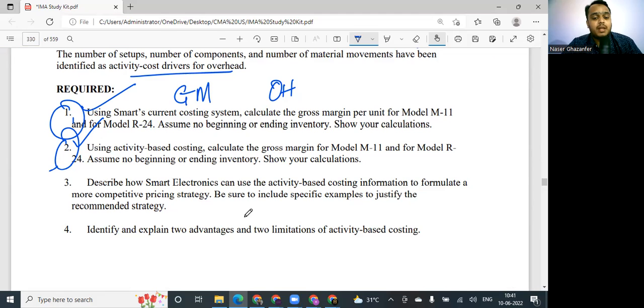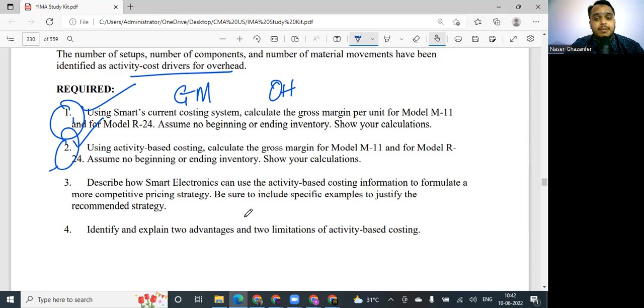And then identifying and explaining two advantages and two limitations of activity based costing. Well, the best advantage here is that you will be able to have a cause and effect relationship with the calculation which you are doing. You can get a much better cost of your product, and you can have a better margin calculated for it, so that you are more competitive than your competition. That's what you can answer for two advantages.